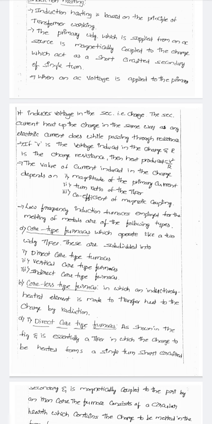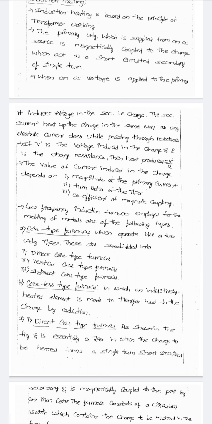Now see here, if V is the voltage induced in the charge and R is the value of resistance, then the heat produced, H, is equal to V square by R. The value of current induced in the charge depends upon some parameters.